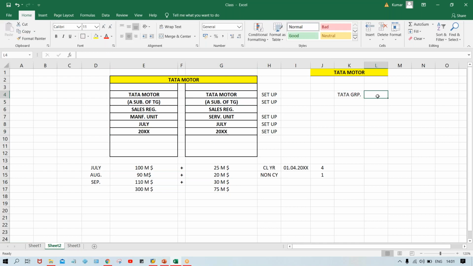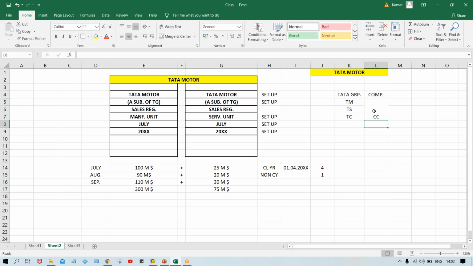So this is going to be set up in SAP. This is called the group company, right? In SAP language, it is called company. Group company is nothing but company. And under Tata Group, we have Tata Motor, Tata Steel, Tata Chemical. So these are going to be set up in SAP. This is called what? This is called company code.